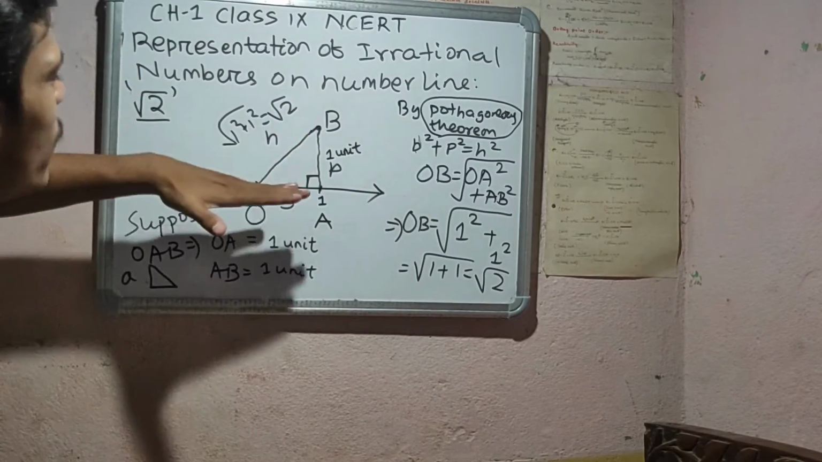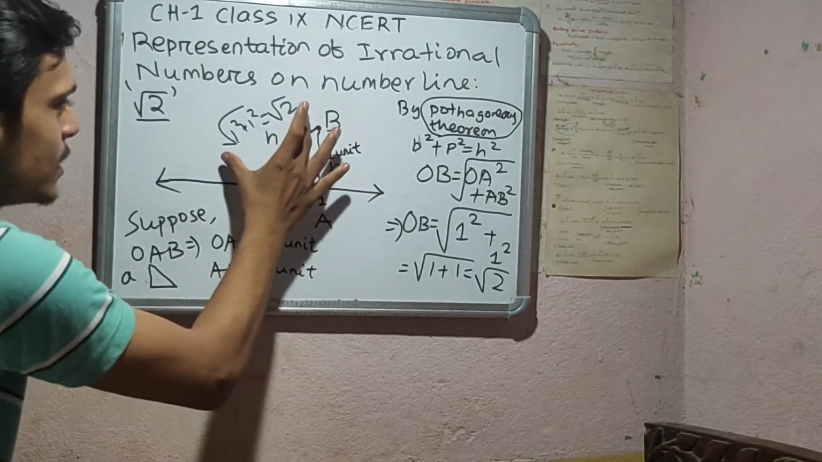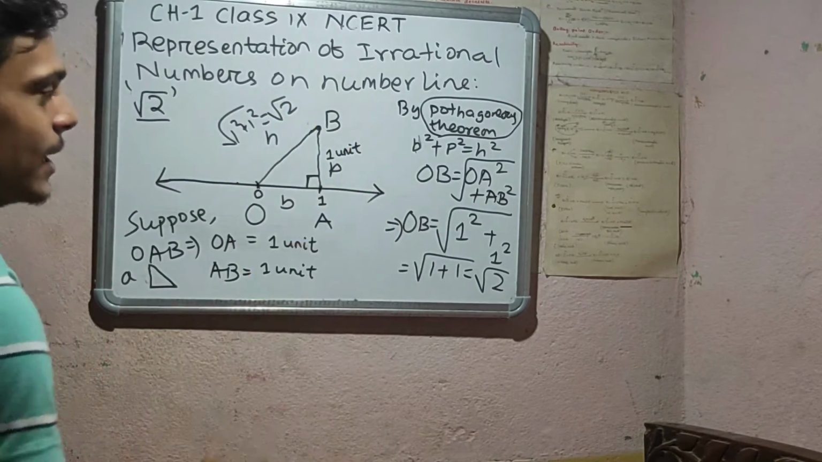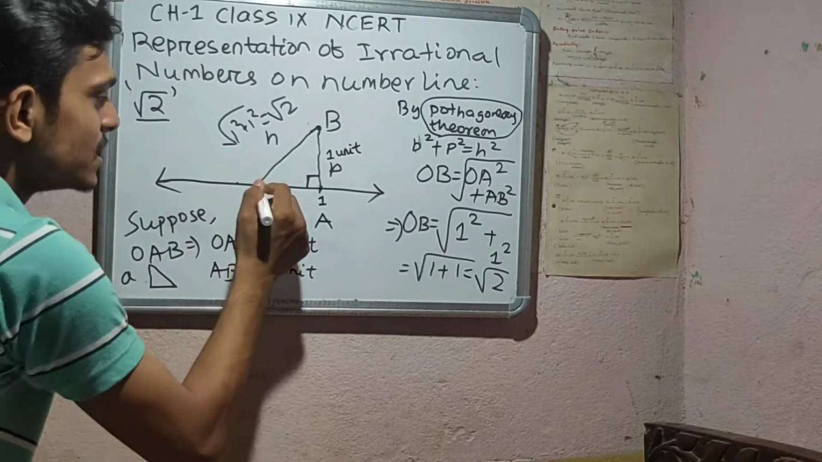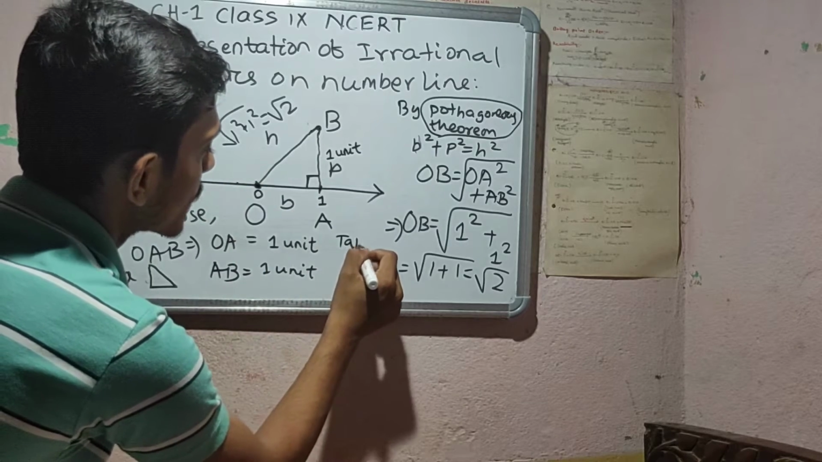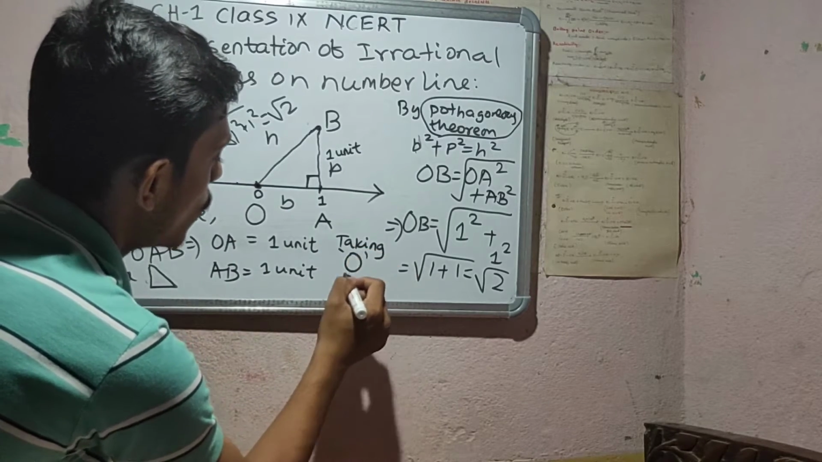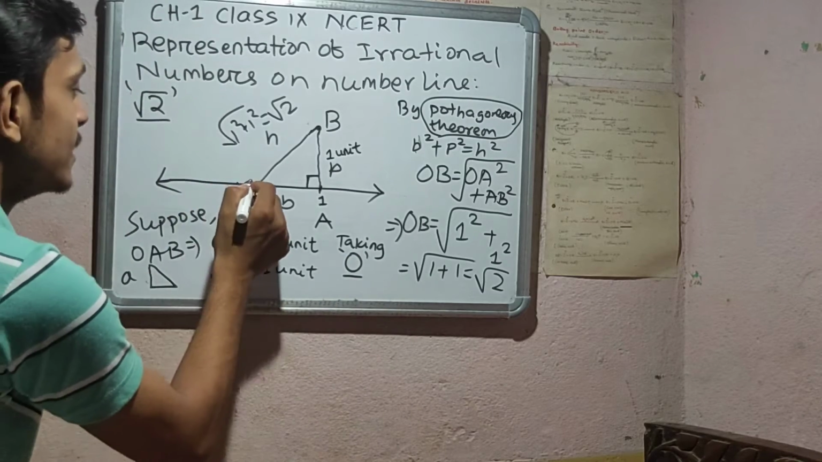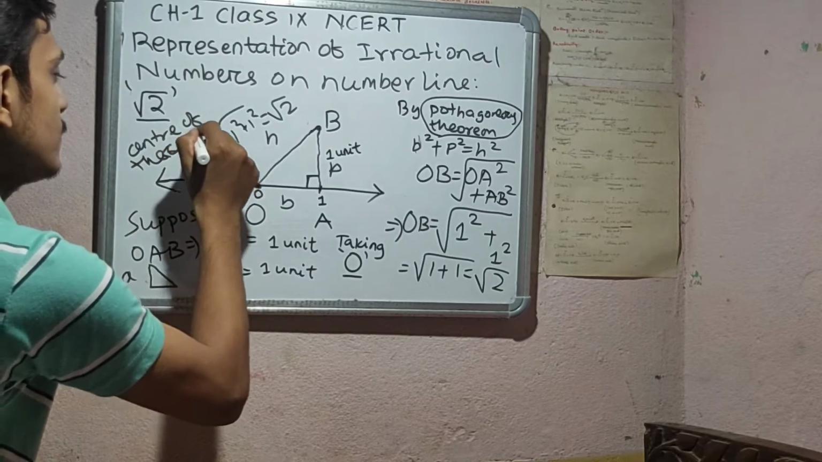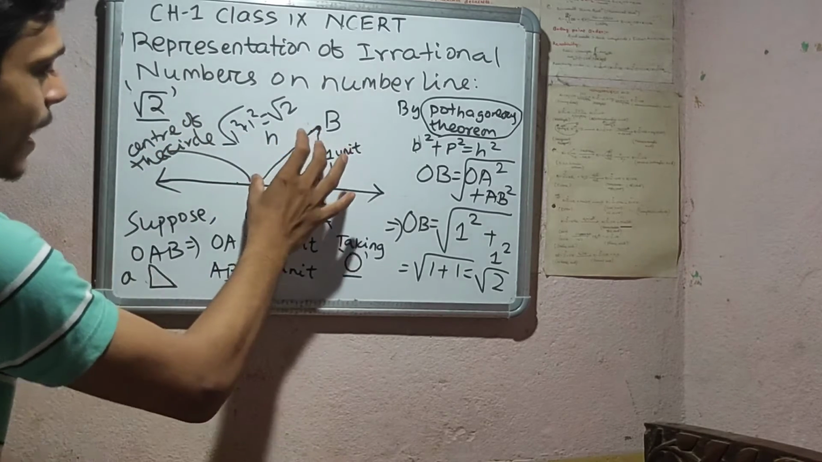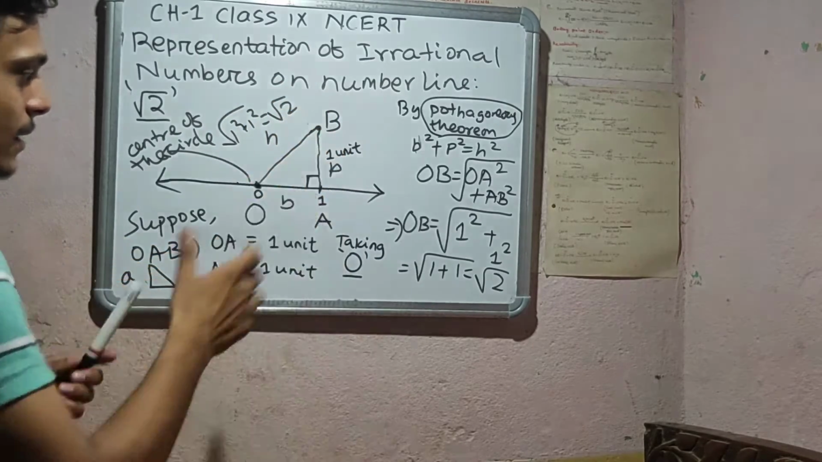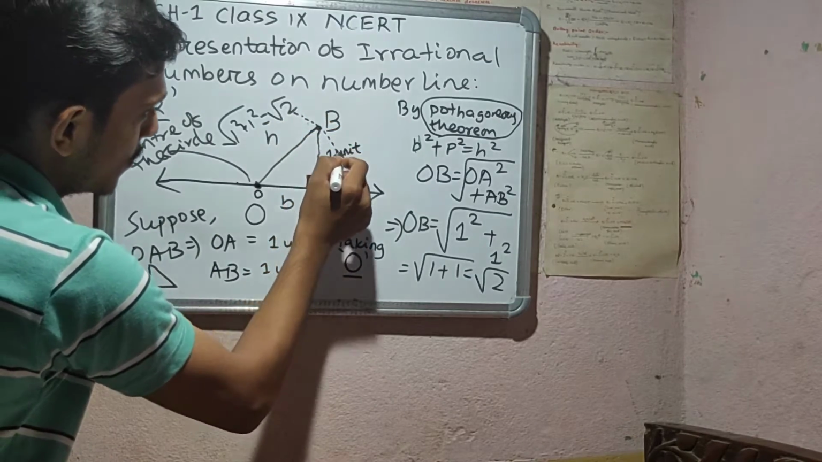But how can we represent this? This is the line whose length is root 2. But how can we draw this on the real number line? How can we represent that? Taking 0, the point O, as the center of a circle, I put the compass here and draw an arc. See, draw an arc.